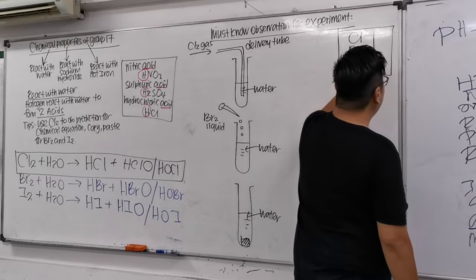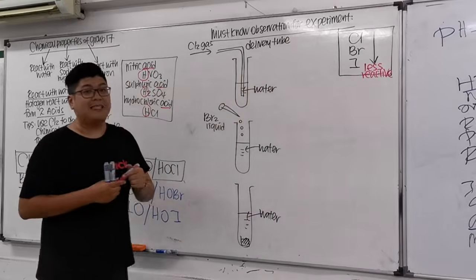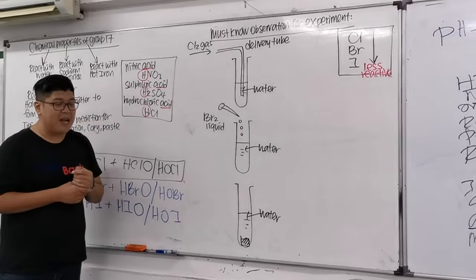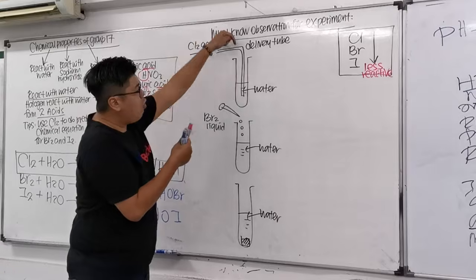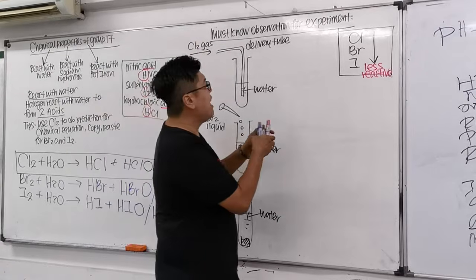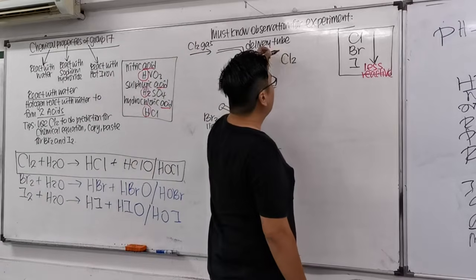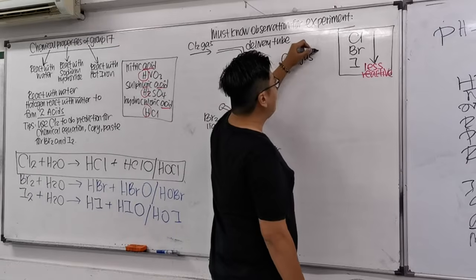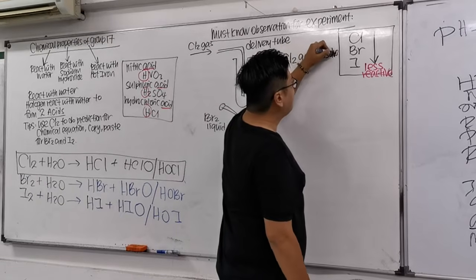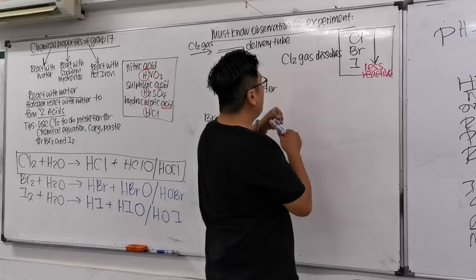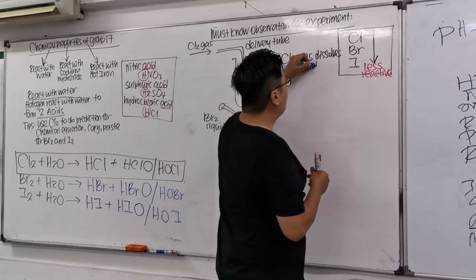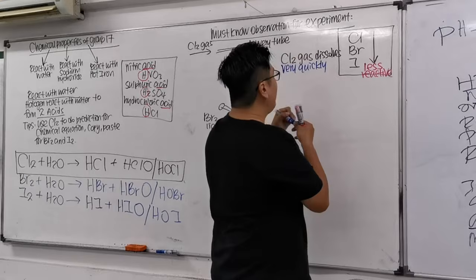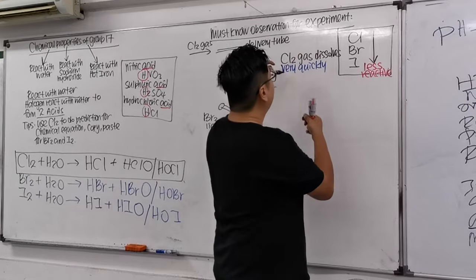Less reactive means what? You will expect the reaction to become less and less vigorous. Understand? Okay, how to make it less and less vigorous? I give you an example. Chlorine going into the water will dissolve. You see? So in this case, chlorine gas will go in and dissolve. It dissolves very quickly in the water.